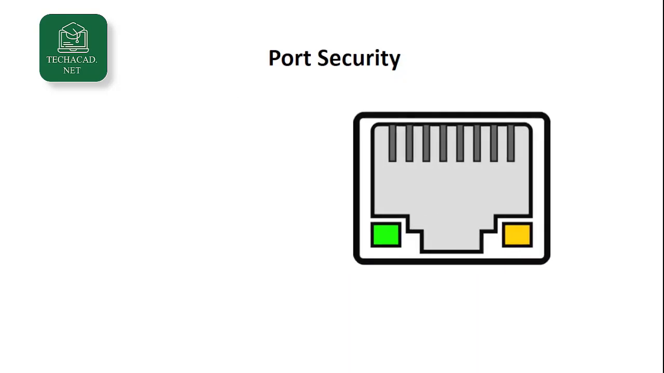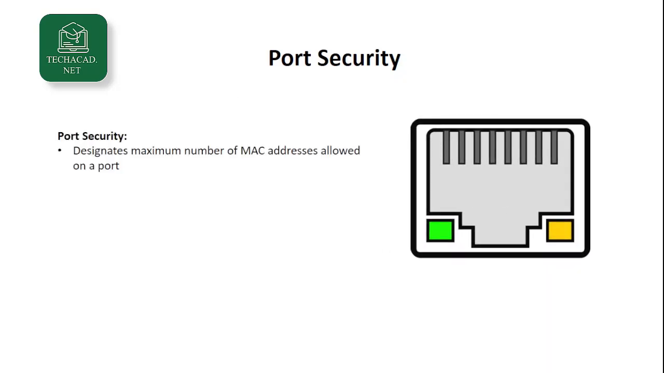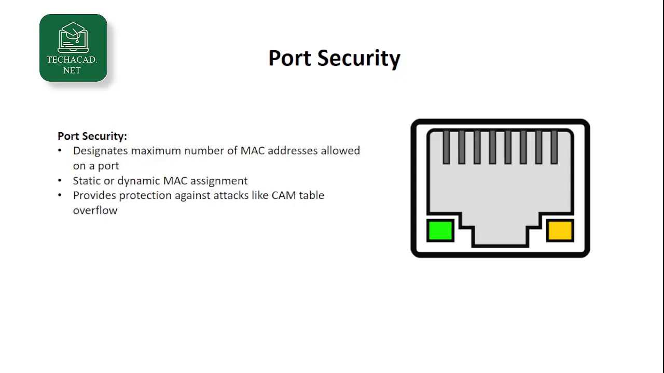So first of all, port security is a layer 2 security protocol which helps us to designate the maximum number of MAC addresses which are allowed on a switch port. Port security can be used to configure the MAC addresses which we want to allow on a port, and we can configure the MAC addresses statically, or we can also configure the switch port to learn the MAC addresses dynamically from the device which is connected to it. Port security also provides us protection against attacks like CAM table overflow.